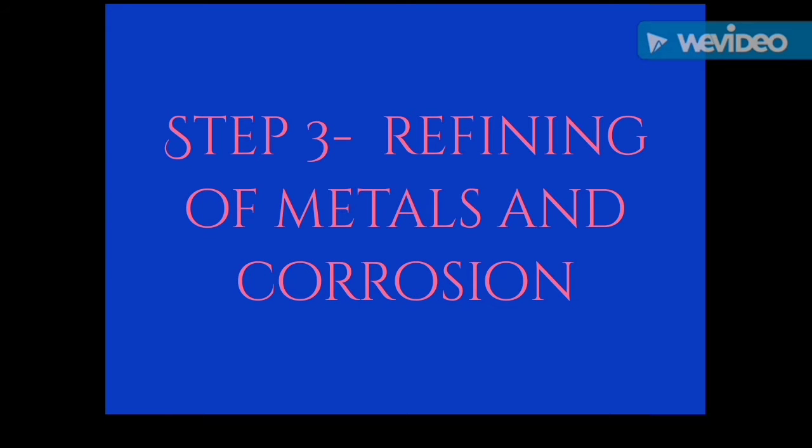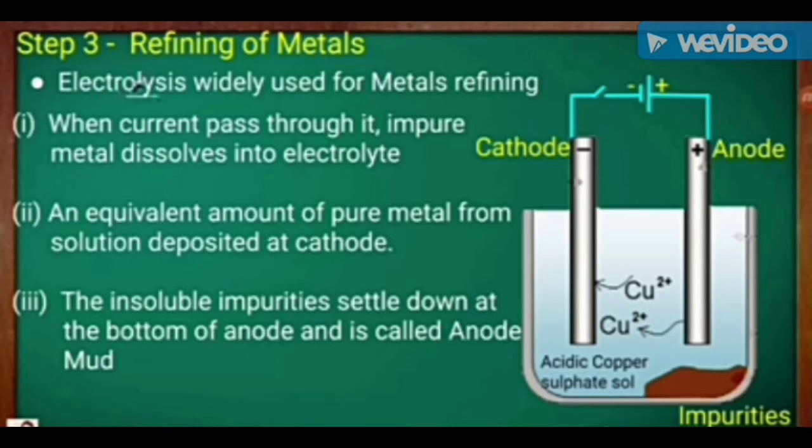In this video, we will discuss refining of metals and corrosion. Step 3. Refining of metals is done by electrolysis process. Electrolysis is widely used for metals refining because it is the most easy method. In this process, the impure metal is made the anode and a thin strip of pure metal is made the cathode.